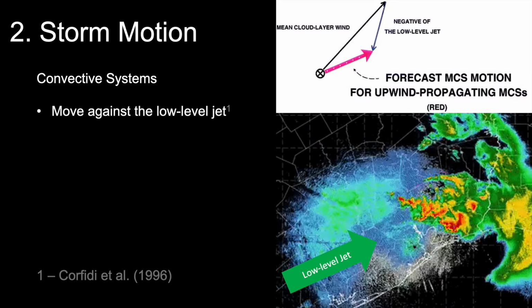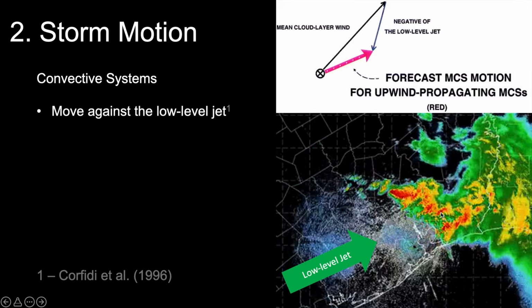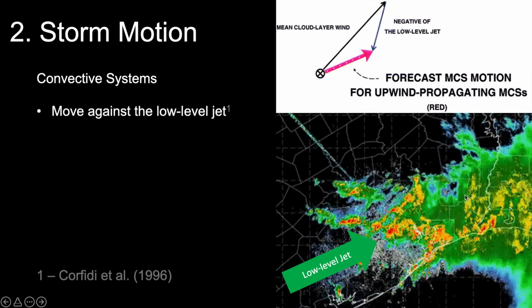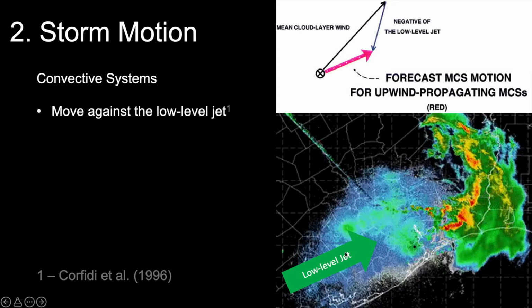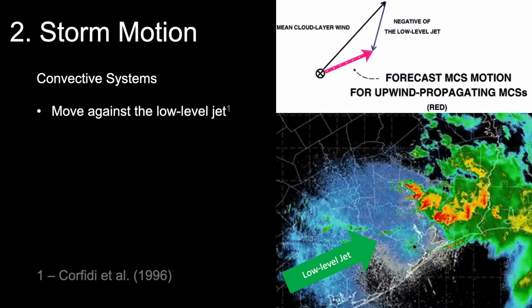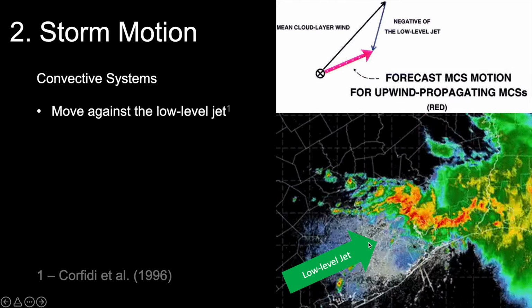Convective systems move a few different ways. Each of their individual little counterparts here move with the mean wind, but the system as a whole actually can move toward the low-level jet. This is the case of the Corfidi upwind propagating MCS, because they actually move toward the convergence caused by the low-level jet.